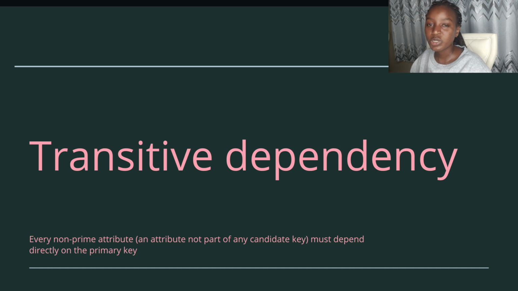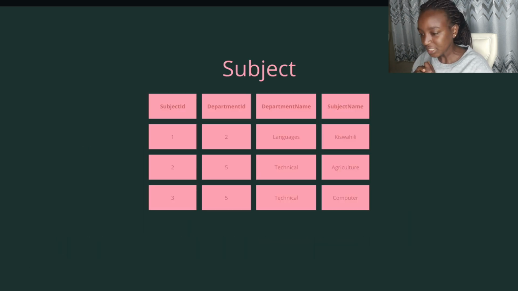So we shouldn't have cases where one column that is not a primary key depends on another column that is not a primary key. They should only depend directly on the primary key. So let's look at an example. We have subject ID, department name, and subject name. Before we continue, our primary key here is subject ID only. This is a subject table. So all the column values should be dependent on subject ID only.